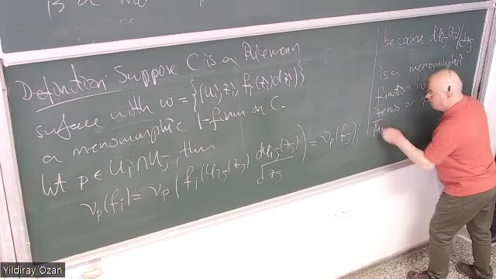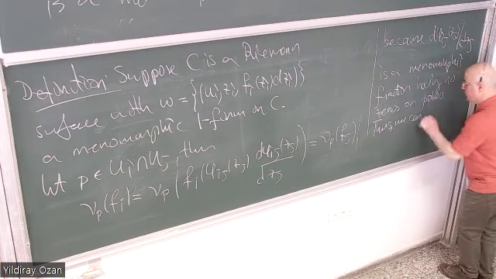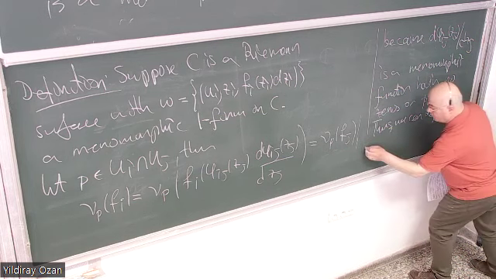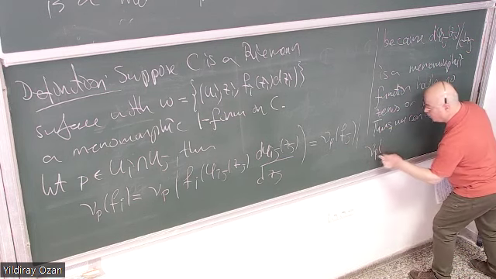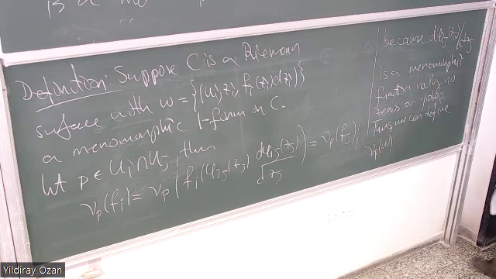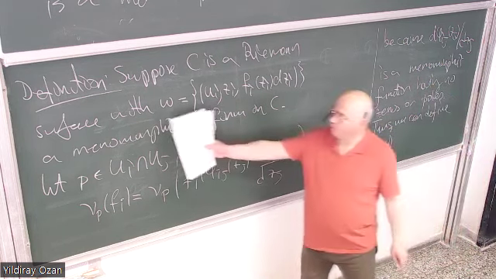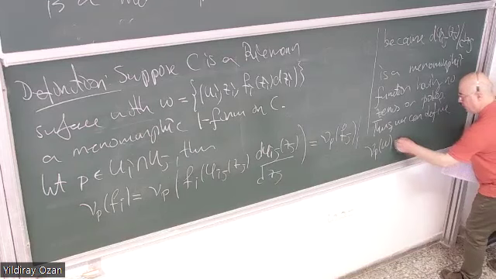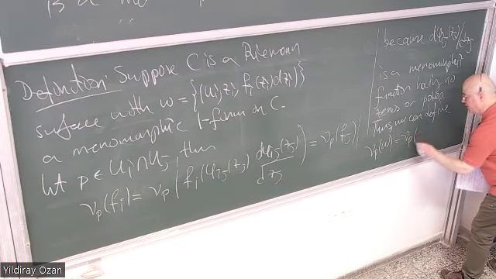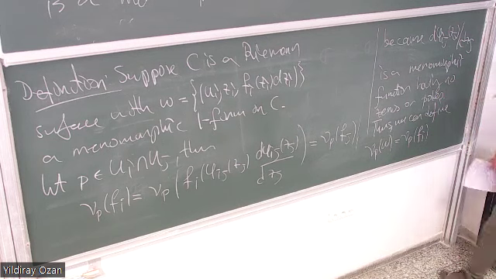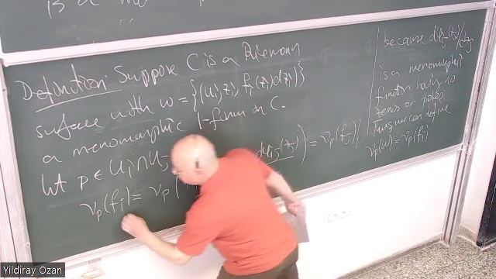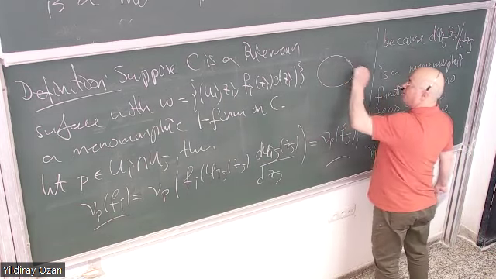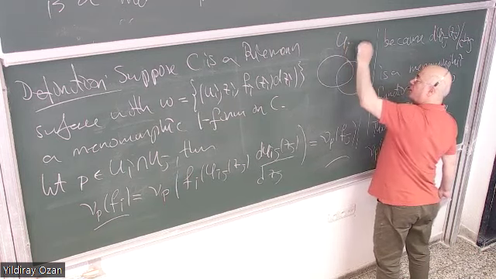Thus we can define the multiplicity of the meromorphic differential form at the point P as the multiplicity of the coefficient function, either this one or this one. So I have this ui and uj.